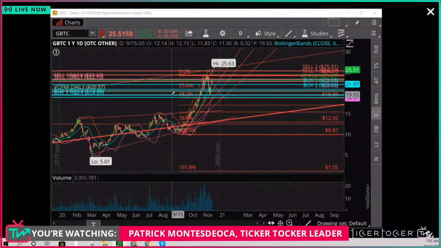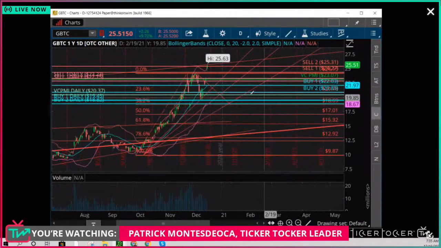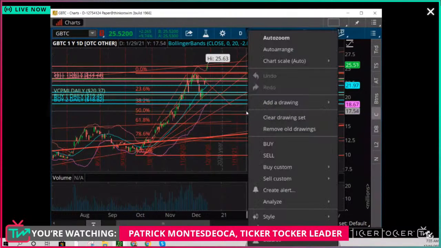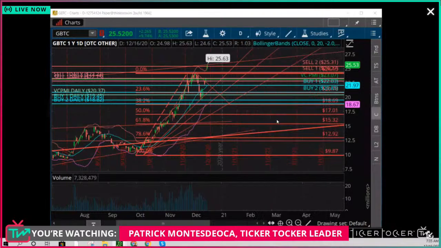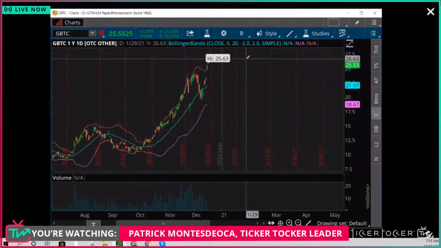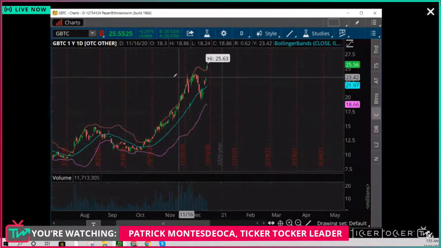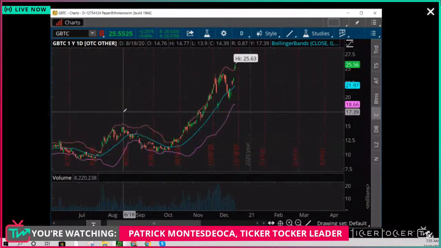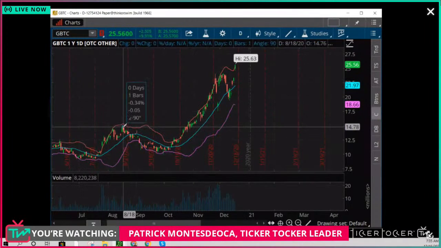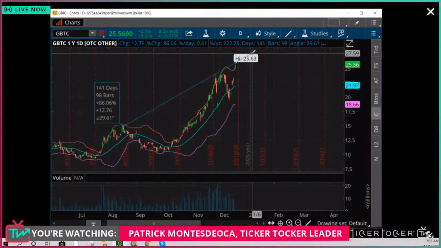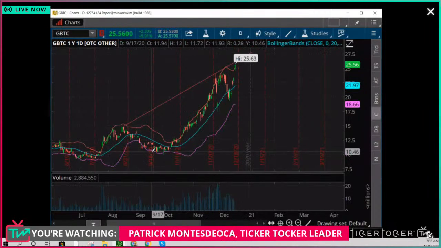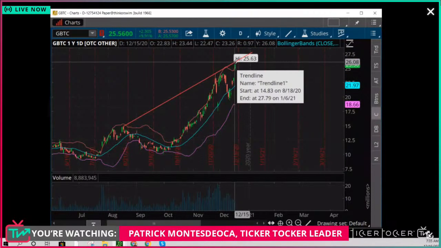GBTC 2563, it looks like it's even breaking out of all of these indicators. We might as well clear the chart and begin to calculate from scratch, you might say, the dimensions of the market. So here we have the trend line resistance into the 26 level.